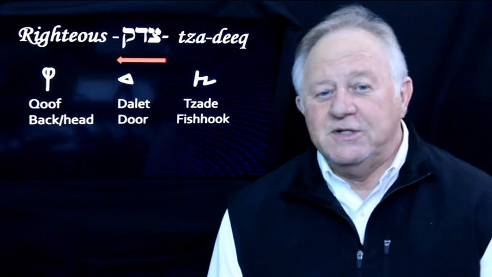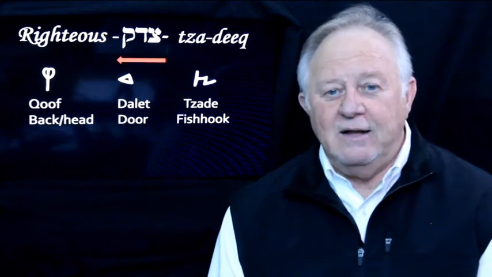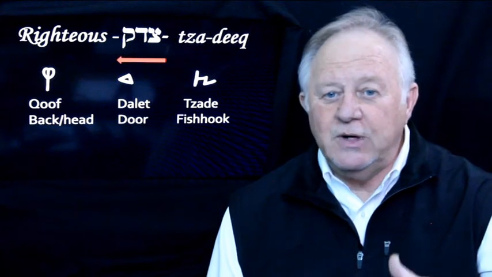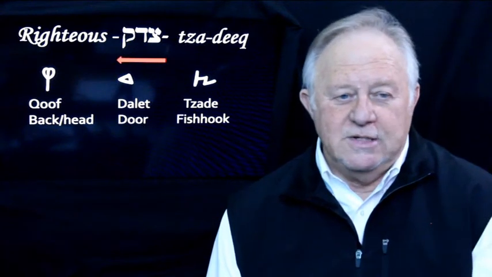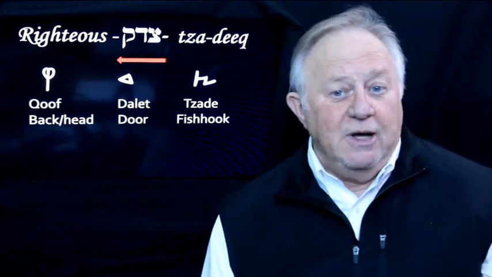The word righteous is zadik in the Hebrew, and it's spelled with three letters. Once again, you read Hebrew right to left, as you'll remember. And so we'll start with the zadeh. The zadeh would have been the picture of a fish hook. The dalet was the picture of a door, the door on a tent, obviously a skin or something that would hang and create a doorway into the tent. And the kuf would have been the idea of the back of a head, something that's behind you.